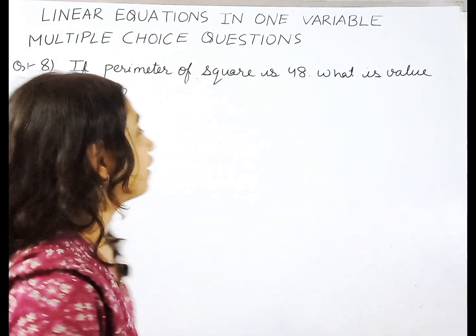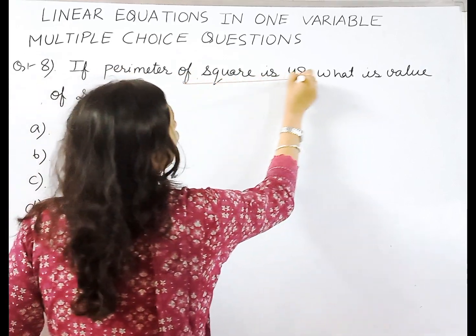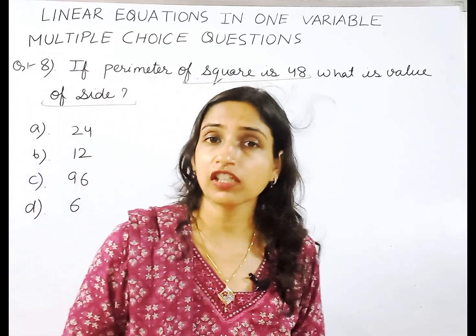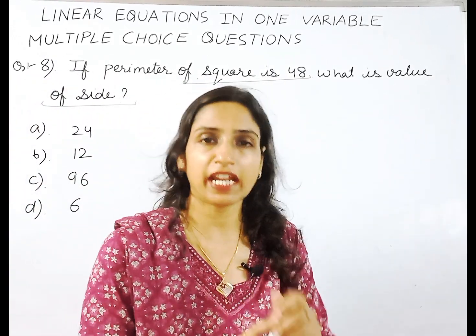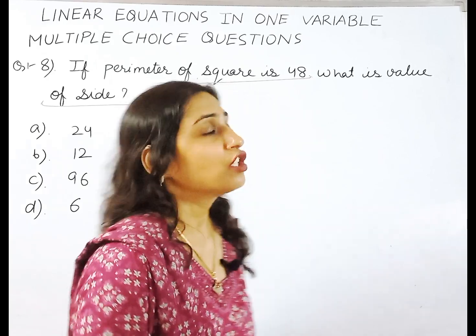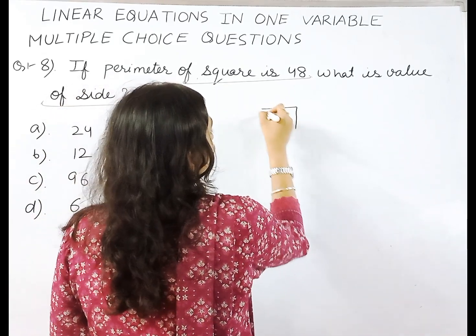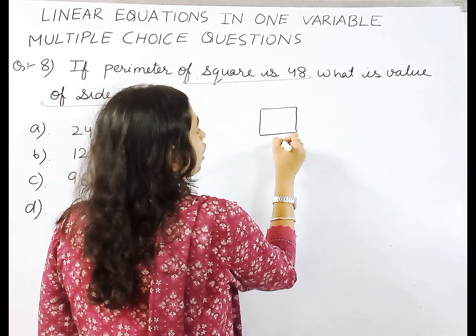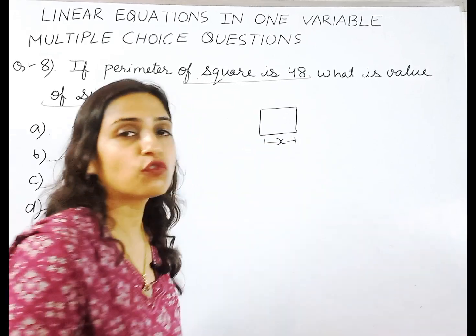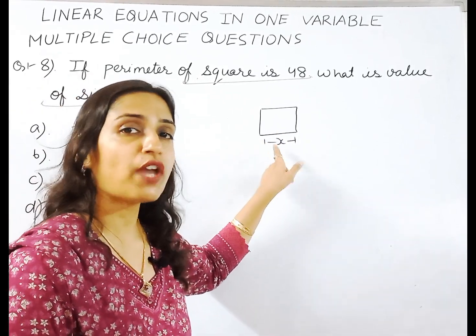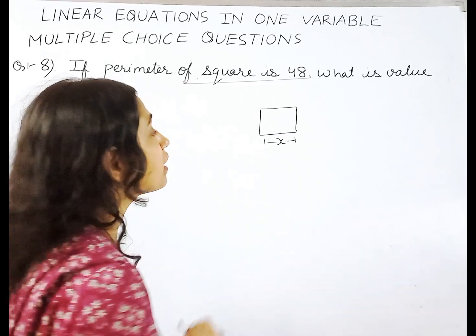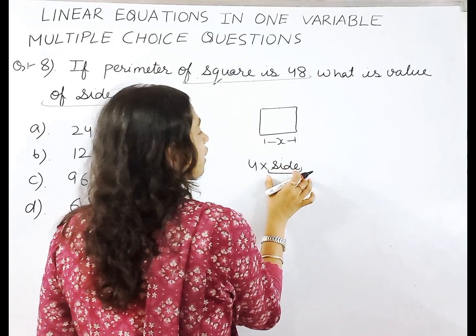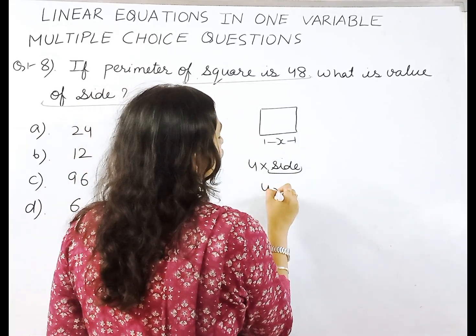The next question is, if the perimeter of a square is 48, what is the value of its side? So in this question, we are given that the perimeter of a square is 48 and we have to find the value of the side. So we know that there are 4 sides of a square and these 4 sides are equal. So we will assume that the side of the square is equal to x. Now the perimeter of a square is equal to 4 times the side. So here we have taken the side as x. Therefore, the perimeter is equal to 4x.